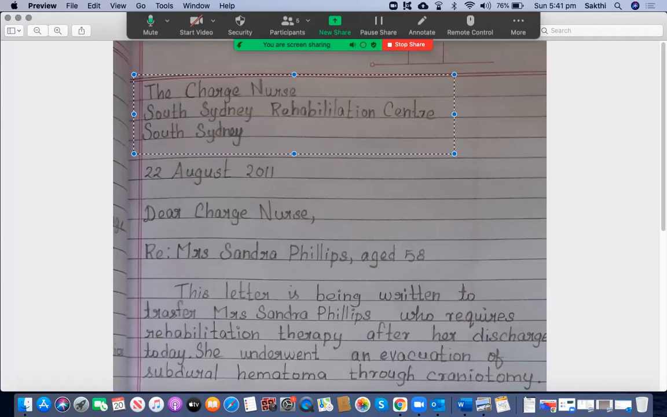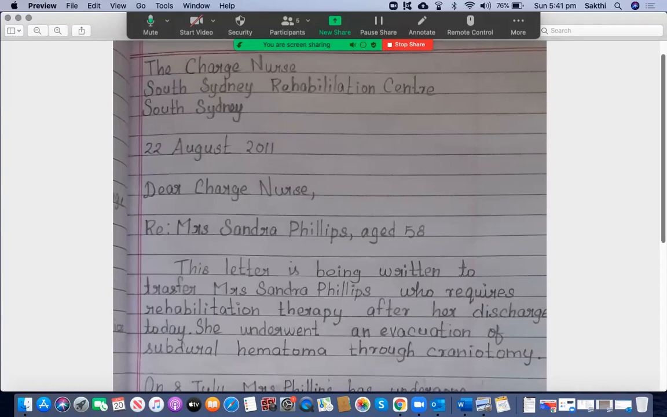The student has written down the addressee's contact details on the top. So the charge nurse, South Sydney Rehabilitation Center, South Sydney. There's no spelling mistake here. I'm happy with that. And then she has written the date underneath that with a blank line in between. That's good. This is how you need to write it too. So you have to give a blank line between two sections of your letter to make your letter readable and tidy.